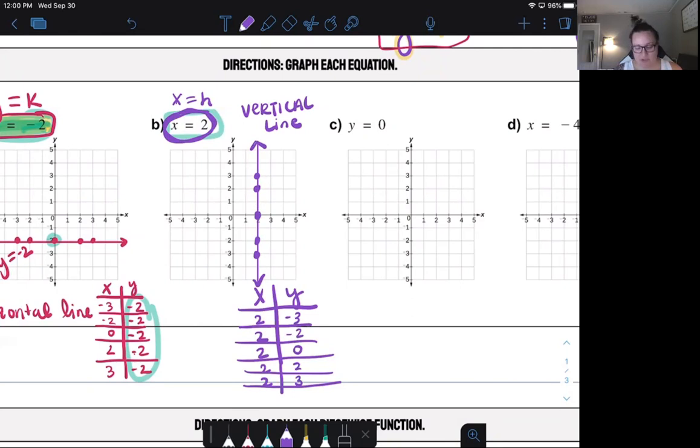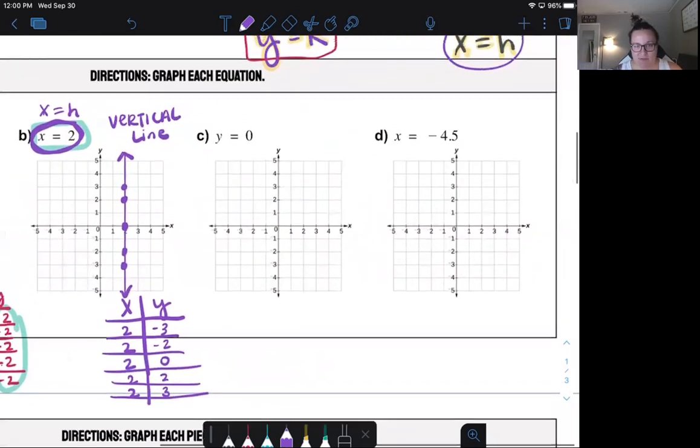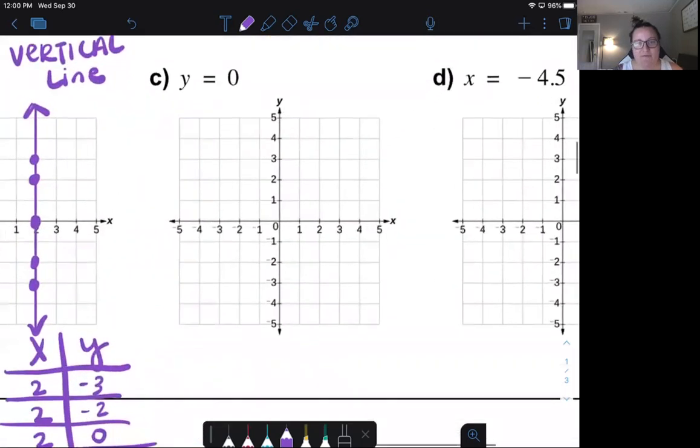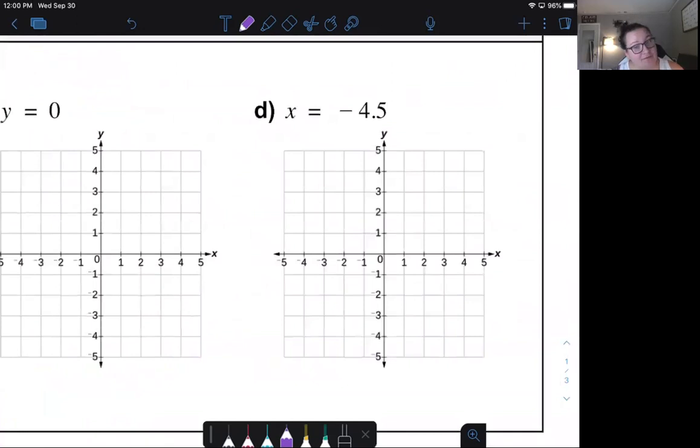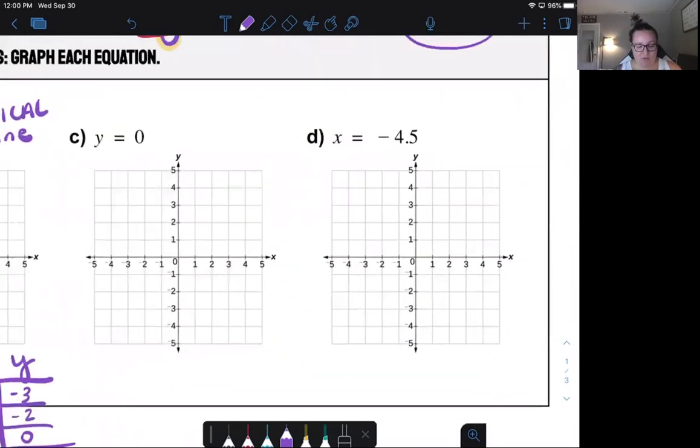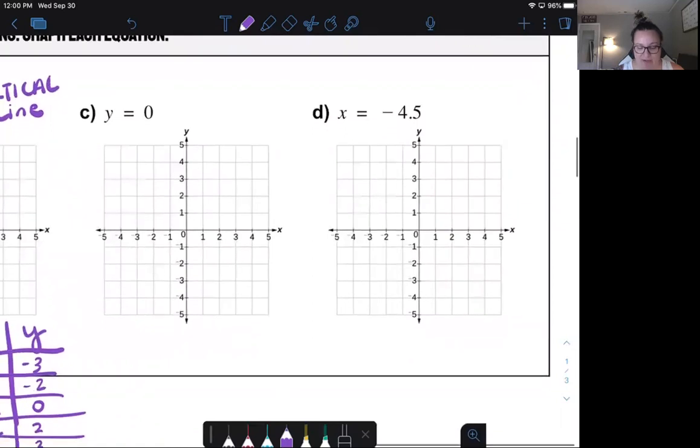So why don't you give it a shot? Go ahead and do part C and part D without me. Graph the line y = 0 for part C, and then graph the line x = -4.5 for part D. Press pause and then press play when you're ready to check your work.